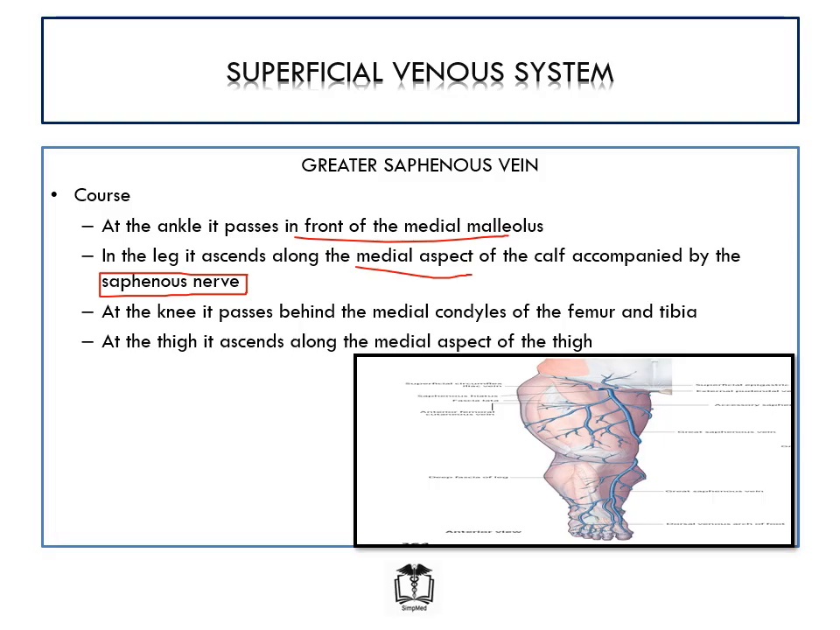At the knee, it runs behind the medial condyles of the femur and the tibia, so it practically runs behind the knee joint and then ascends towards the thigh. At the thigh, it is also found on the medial aspect of the thigh, running towards the femoral triangle. Look at the course of the greater saphenous vein in this image. You can see closely that as it originates from the medial part of the dorsal venous arc, it runs in front of the medial malleolus around this region, around the ankle, then runs on the medial aspect of the leg towards the knee.